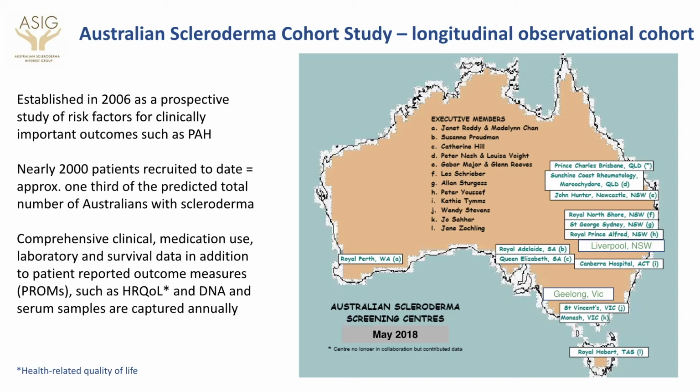Now, in 2006, when I was chair of the Australian Scleroderma Interest Group, we established this observational cohort like I referred to earlier. This time it was Australia-wide in patients with scleroderma. And we've now got about 2,000 patients, which represents about a third of the people in Australia with scleroderma. And we likewise collect comprehensive clinical data and medication use, and the biospecimens which are kept at the University of South Australia, just 2 doors down.